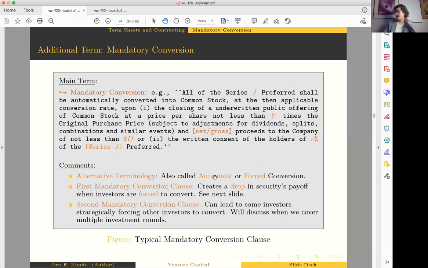Sometimes mandatory conversion is also called automatic or forced conversion. So this will be the last thing actually I'm gonna cover for today, because doing a multi-round waterfall analysis, I'm seeing the time. We won't have time to do it. So we'll do it next lecture. It's okay, we're not running out of time. We'll be all right.